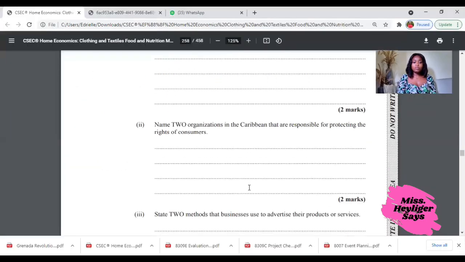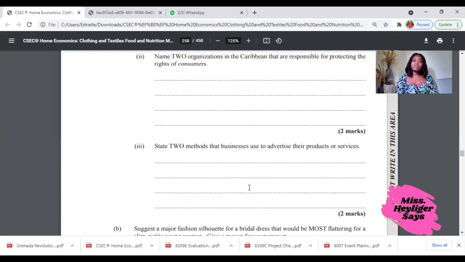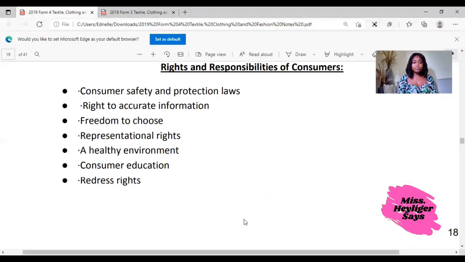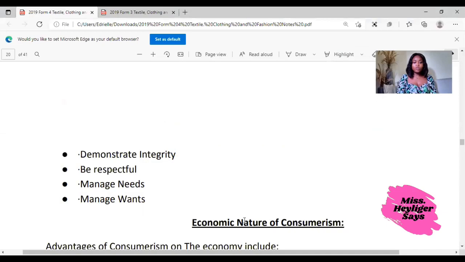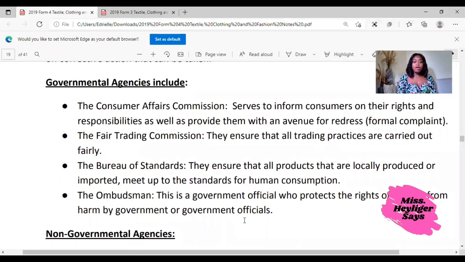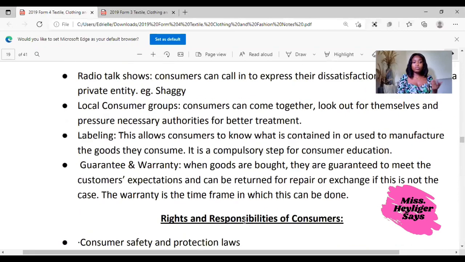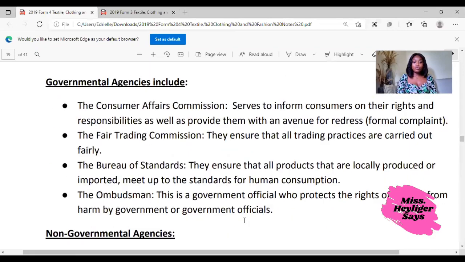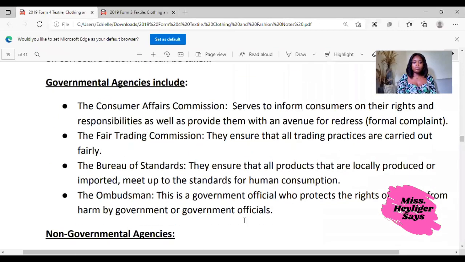Now let's move on to II. Name two organizations in the Caribbean that are responsible for protecting the rights of a consumer. So let's go back to the notes again. Now, they're different organizations. So you have governmental agencies, and then you also have consumer groups or consumer leagues, right? So let's go through the governmental ones.